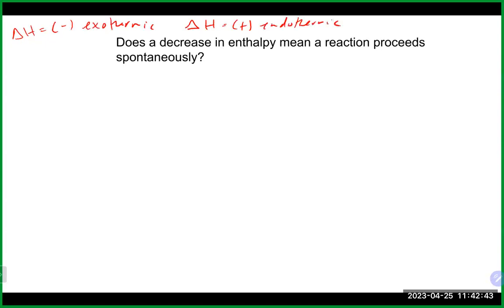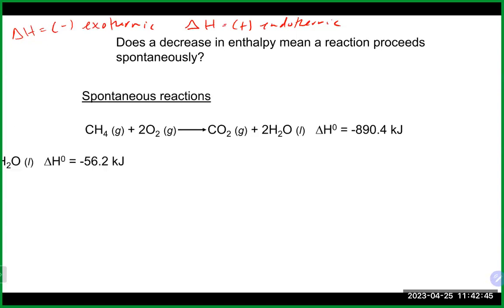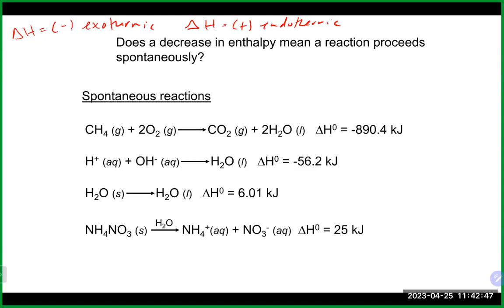If we look at a bunch of these reactions here, these are all spontaneous reactions. We have the combustion reaction of methane, which is basically what happens when you light your Bunsen burner. We also have the formation of water, and both of those processes are exothermic, as they have negative delta H values.